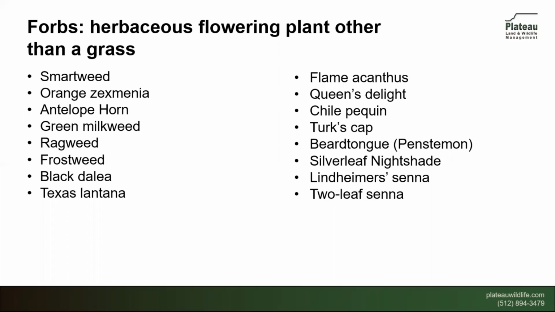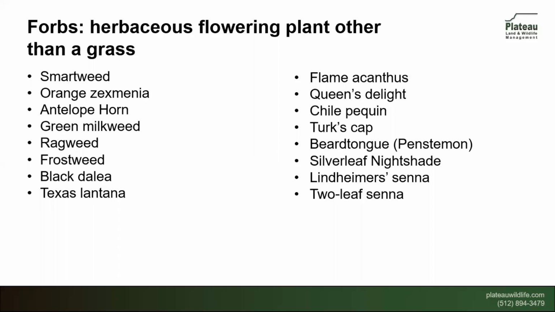A lot of them have weed in the name, as a matter of fact, as you can see from this list. But all of our wildflowers that we enjoy looking at in the spring and summer are forbs. Got some pretty ones on here, like orange zexmania, Texas lantana, a common landscape plant that is also a forb, a native forb as well. That one's kind of an in-between. It's got some woody stems to it, but it's not really a woody plant.